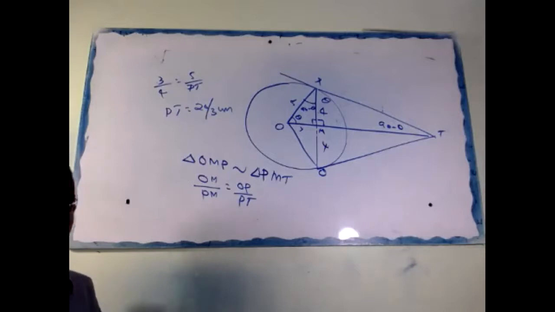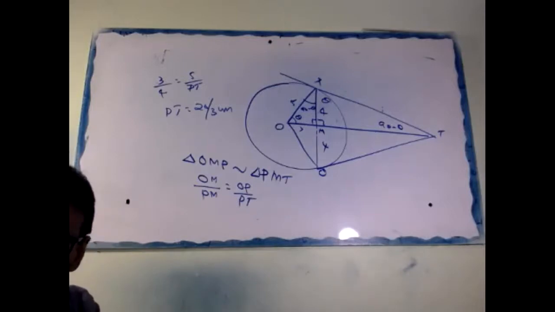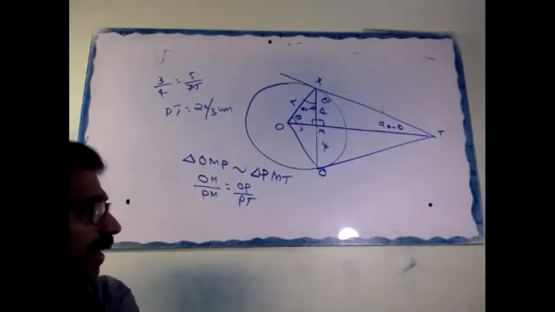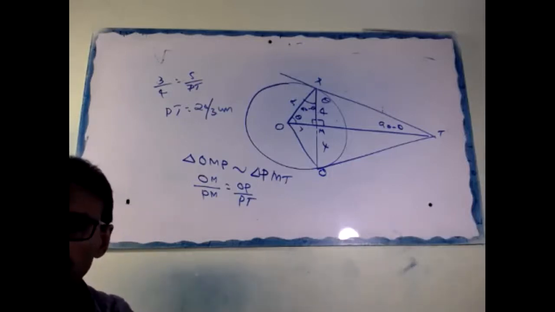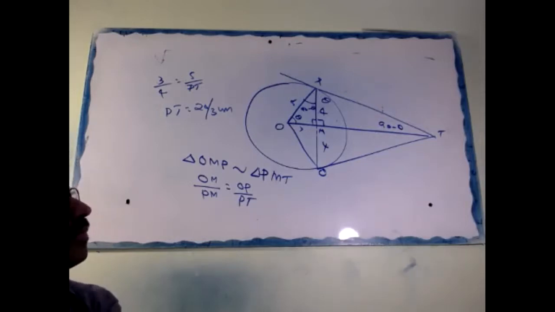So you write, in triangle OMP, let angle MOP be theta. Then angle OMP is 90, proved. Therefore, angle OPM is 90 minus theta.